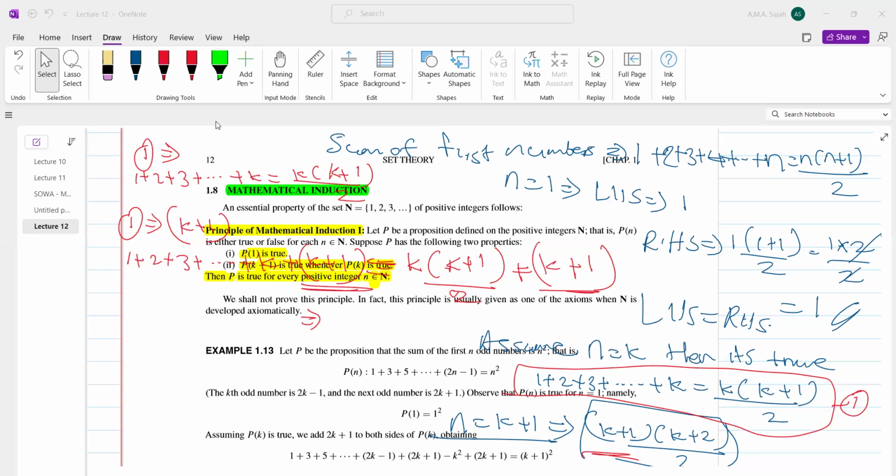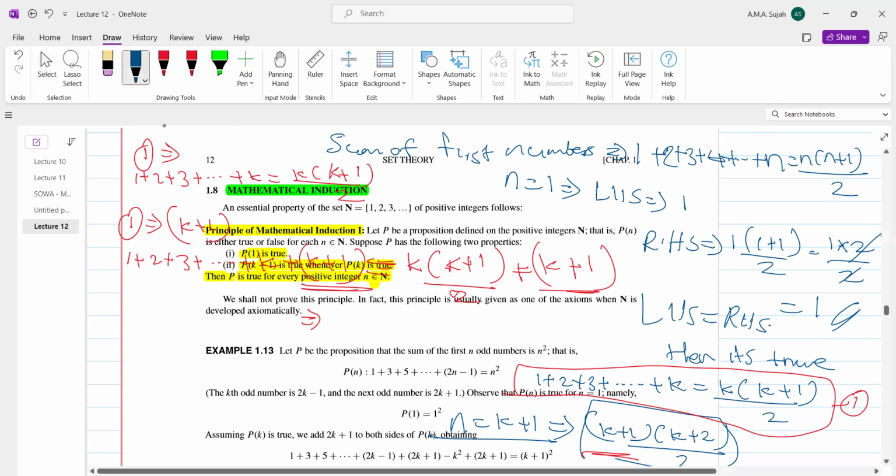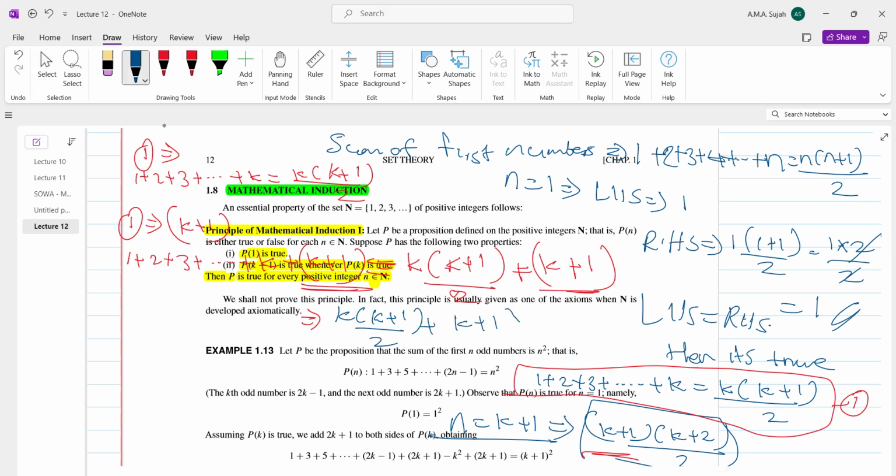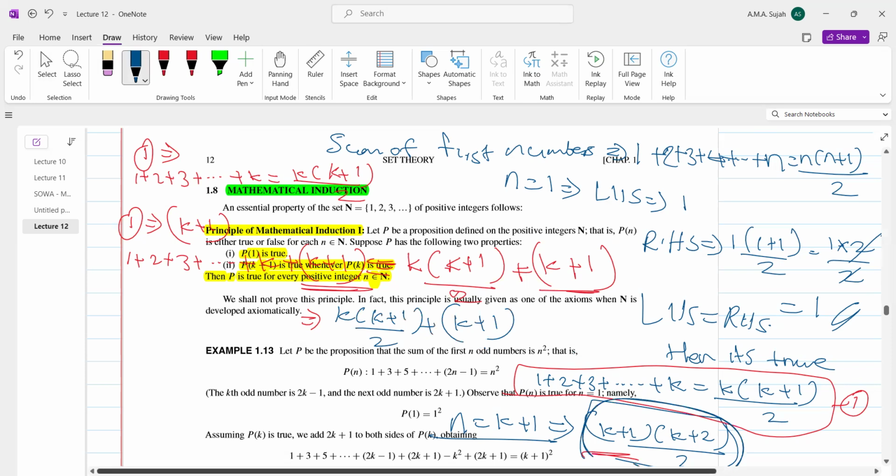Sorry for that. In my left hand side, k into k plus 1 by 2 plus k plus 1. From this one, I need to prove this. So how to take this? I take 2 as the LCM: k into k plus 1, plus 2 into k plus 1. If I remove the bracket, k squared plus k plus 2k plus 2.